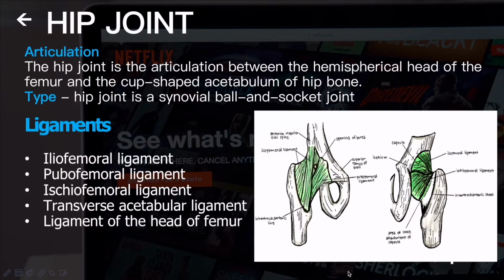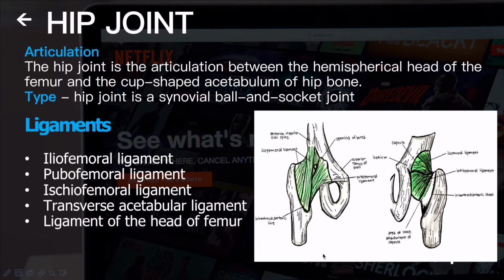Hip joint. The hip joint is the articulation between the hemispherical head of the femur and the cup-shaped acetabulum of the hip bone. The type of hip joint is a synovial ball and socket joint. Being a ball and socket joint, the hip joint permits movements in 3 degrees of freedom: flexion, extension, abduction, adduction, external rotation, internal rotation, and circumduction.